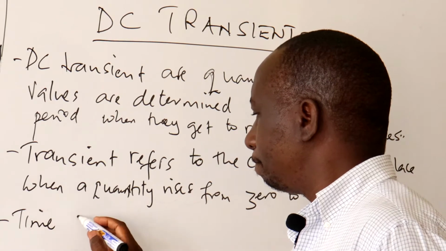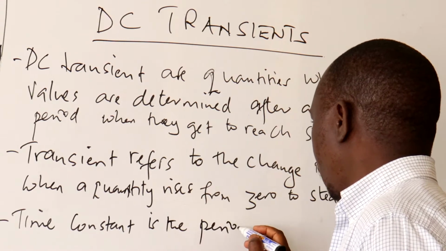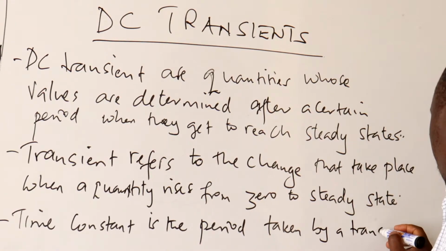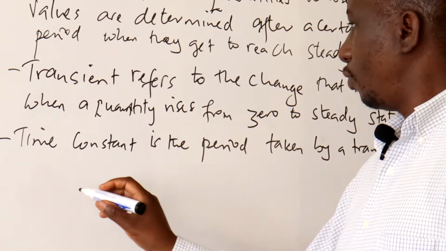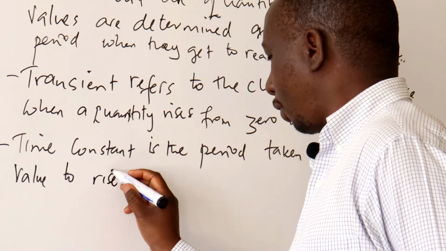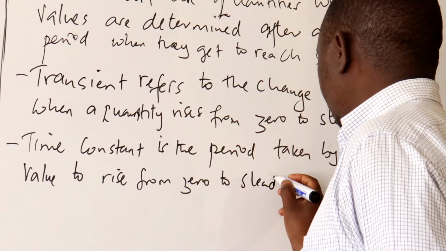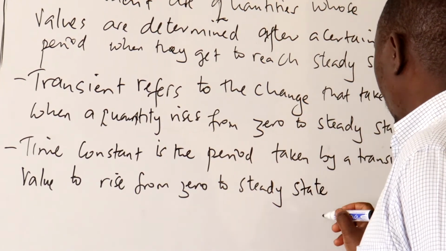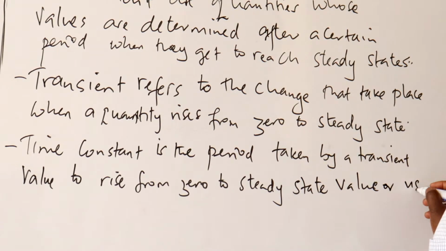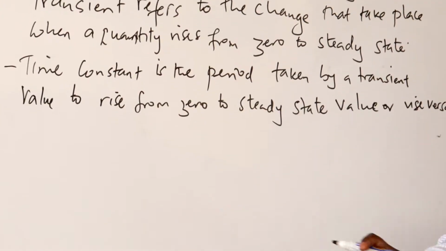Time constant is the period taken by a transient value to rise from 0 to steady state value, or vice versa. The meaning of vice versa is from the steady state to 0.